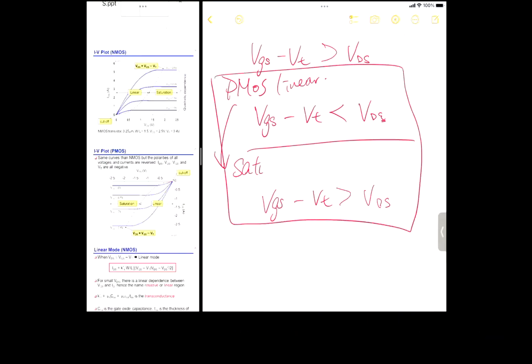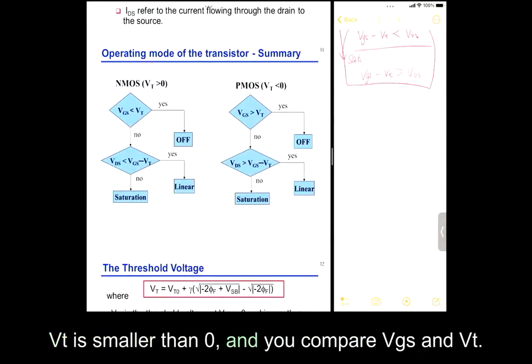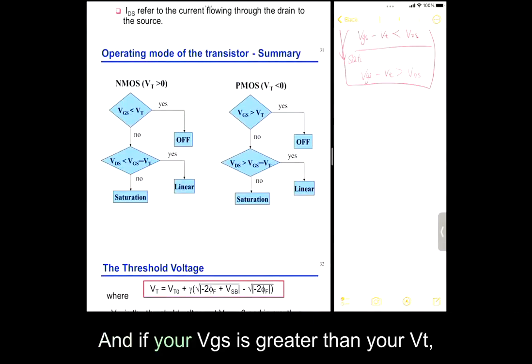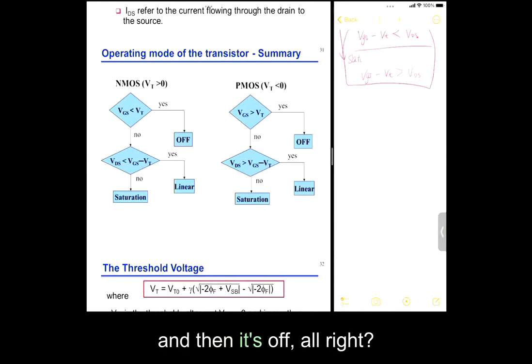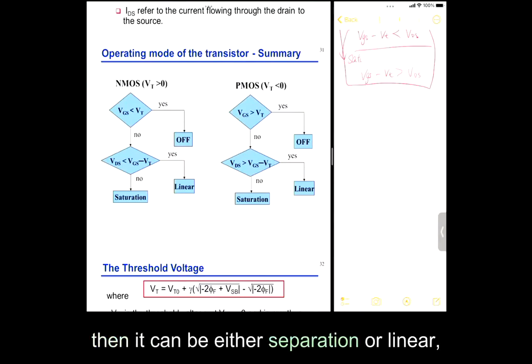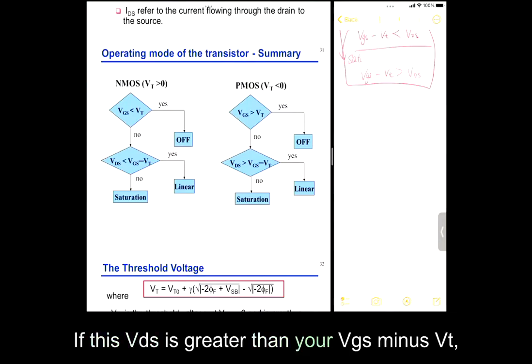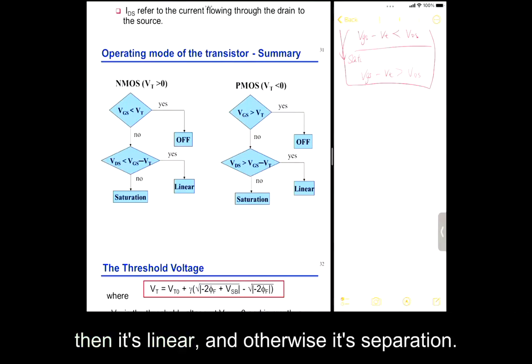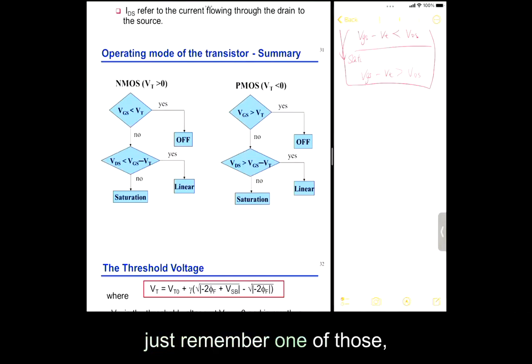Okay? Clear? So if it goes back to this flow chart, for your PMOS, VT is smaller than 0, and you compare VGS and VT. If your VGS is greater than your VT, remember, usually your VGS will be negative, then it's off. But when it is smaller, then it can be either saturation or linear, and you compare it with VDS. If VDS is greater than your VGS minus VT, then it's linear, and otherwise it's saturation. So, as I said, if you think it can be too confusing, just remember one of those, and then always flip around, but don't flip it twice, okay? Sometimes you think, oh, flip it, and then, oh, it's negative.